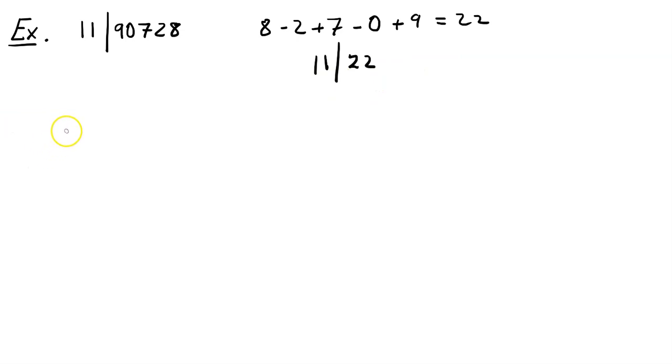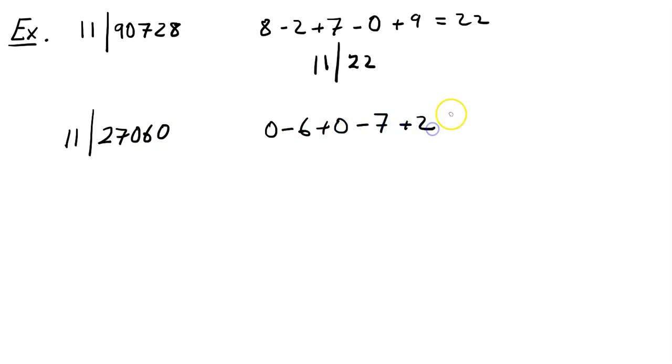Let's take another example. 11 divides 27,060. And that's because if you take the alternating digit sum, 0 minus 6 plus 0 minus 7 plus 2, that is minus 13 minus 11. And minus 11 is divisible by 11. So 11 divides the alternating digit sum, so it also divides the number.